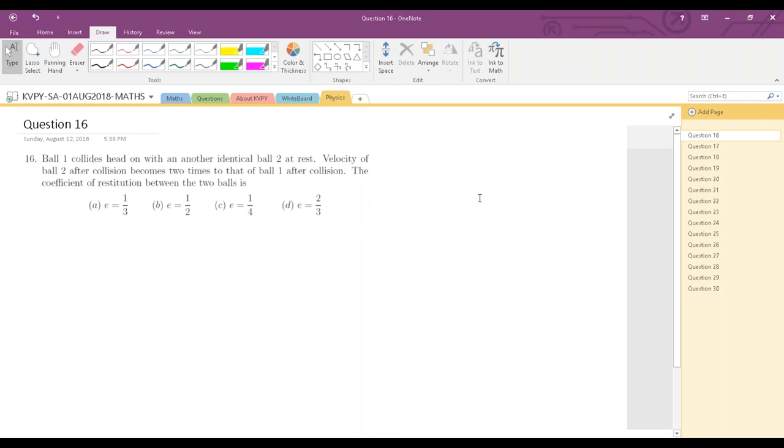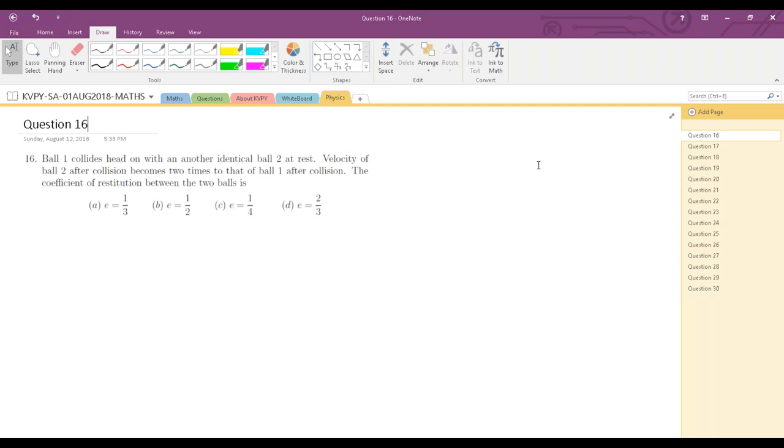So here is question number 16. It says, ball 1 collides head on with another identical ball 2 at rest. The velocity of ball 2 after collision becomes 2 times that of ball 1 after collision. The coefficient of restitution between the two balls is what? That is the question. For all of your information, the coefficient of restitution is the ratio of the final to initial relative velocity between two objects after they collide.